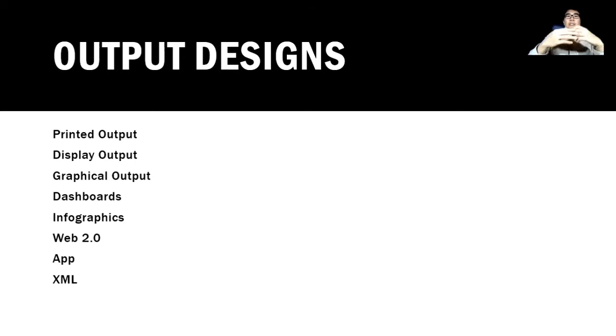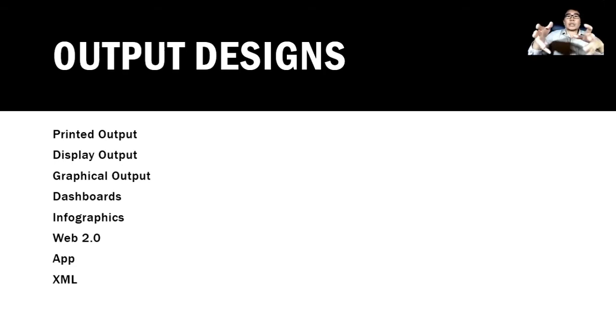While display output is usually more interactive compared to the printed output, because with a display output, we can use a touchscreen. And the third one is the graphical output. This is basically similar to the printed output and display output. However, the result is in graphicals.